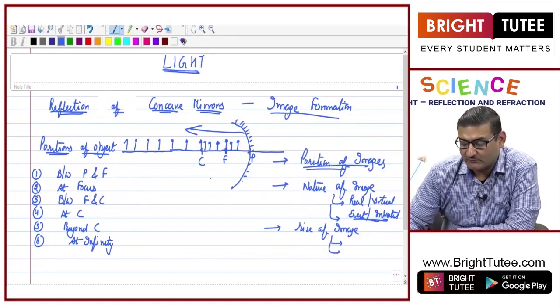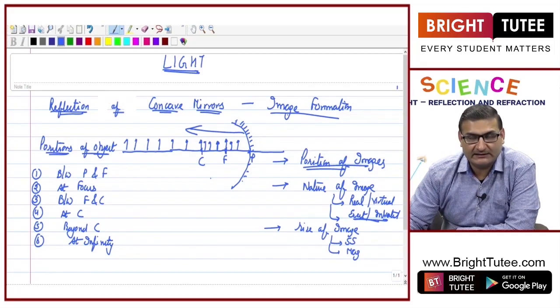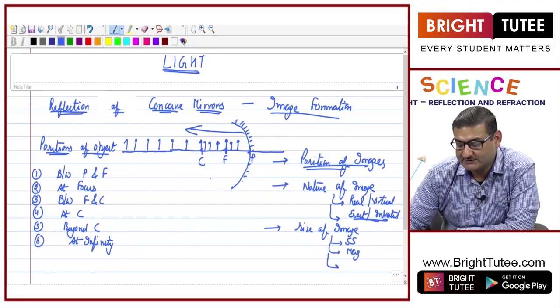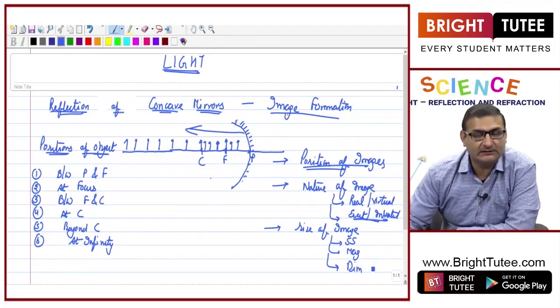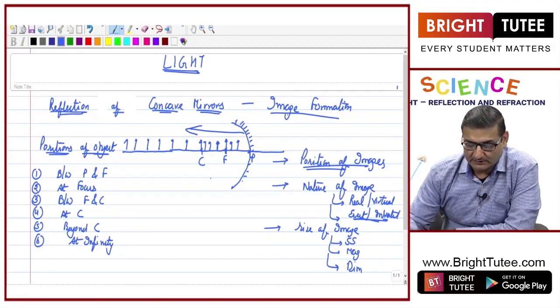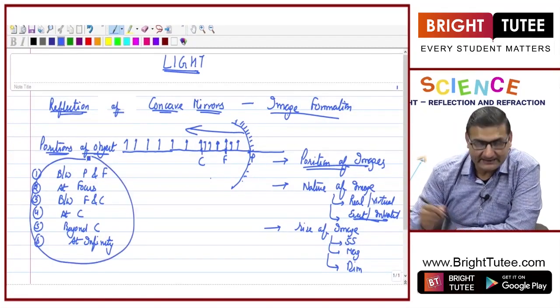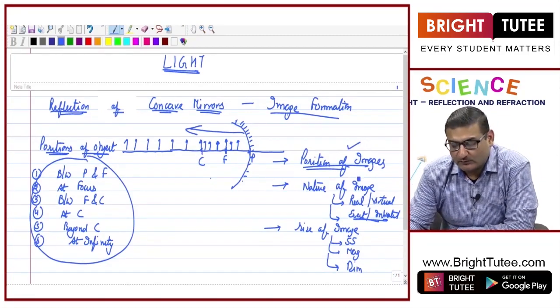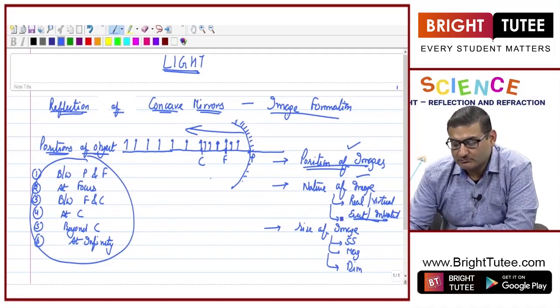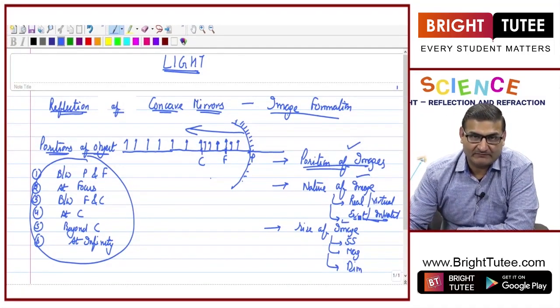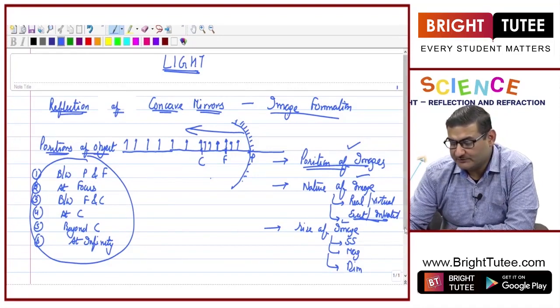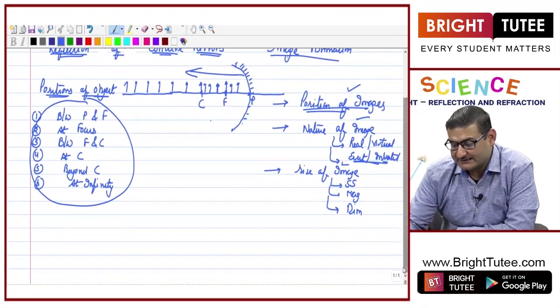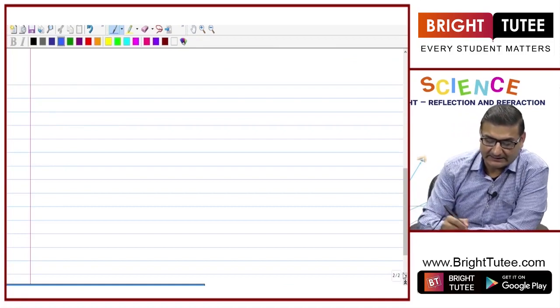Remember, the image was either of the same size, or it was bigger as compared to the object, that is a magnified or enlarged image, or it was diminished or reduced, smaller than the object. So, our purpose is to make the ray diagrams, to find the position of the image, to check what the nature of the image is, and also to see what the size of the image will be. Fine. So, are you ready for the image formations and the ray diagrams for it? Let us take the ray diagrams for that.